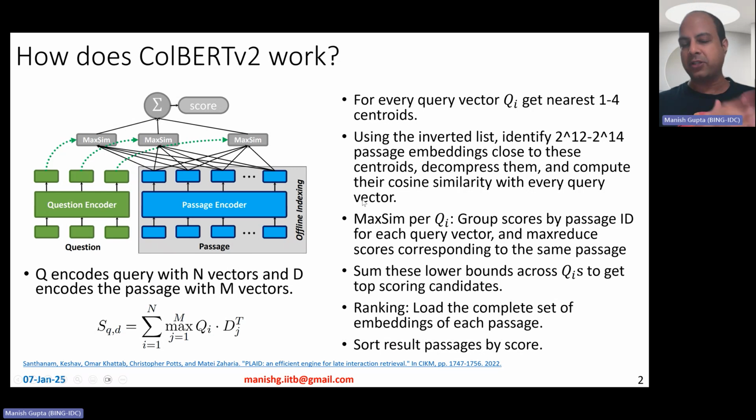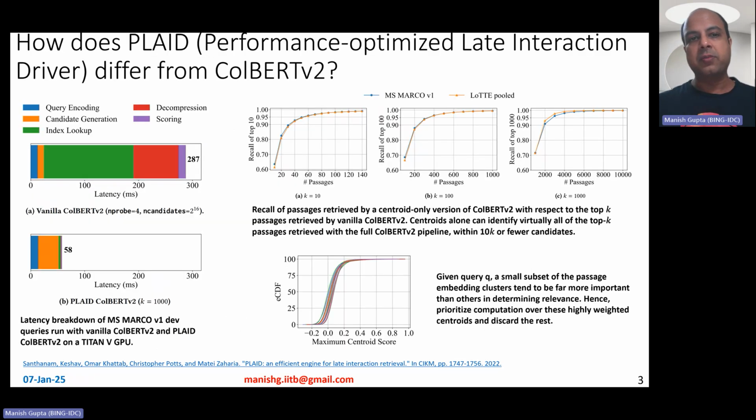So this is basically a recap of what I actually discussed in the previous video anyway, right? Now you sum up these lower bounds across the query IDs so as to essentially get the maxim similarity scores, and you get the top scoring candidates. Now for those top scoring candidates, you essentially load the complete set of passage token embeddings and then compute the exact maxim similarity scores. You sort the passages by those scores and return to the user, return as the output from the system, right? So one of the problems with ColBERT v2 is that it is slow. So although ColBERT v2 was shown to be faster than ColBERT, but well, it's slow, right? So it's more accurate than ColBERT, but it's slow.